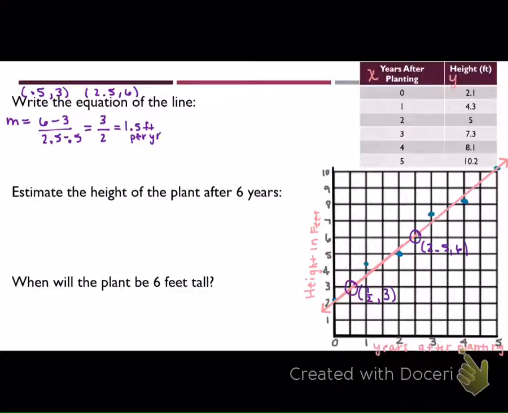Okay, so then we put our equation in point-slope form using one of our points. I'm going to use this one here. So that's y minus 6 equals 1.5 times (x minus 2.5).